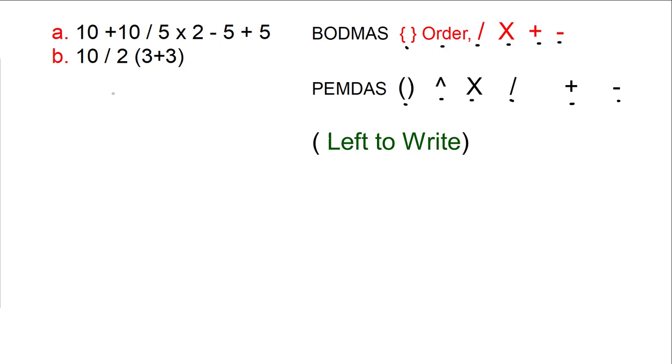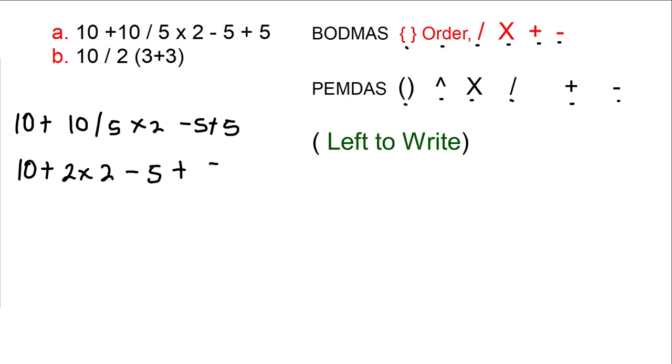Let's solve example A using order of operation in mathematics. Example A is 10 plus 10 divided by 5 times 2 minus 5 plus 5. From the order of operation, we need to evaluate division in this example, that is 10 divided by 5, followed by the multiplication, and then we deal with addition and subtraction, which have the same precedence, so we evaluate from left to right.